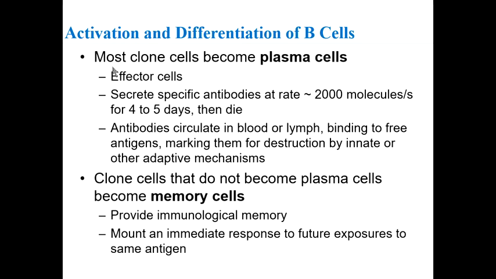So, like we just saw, most clone cells become plasma cells, which are the effector cells. They secrete specific antibodies, 2,000 a second, for 4 or 5 days, then they die. Antibodies circulate in the lymph and the blood. They bind to free antigens, marking them for destruction. Clone cells that don't become plasma cells, so the ones that aren't the effector cells producing antibodies, become memory cells, so that upon future exposures, the response is more immediate.